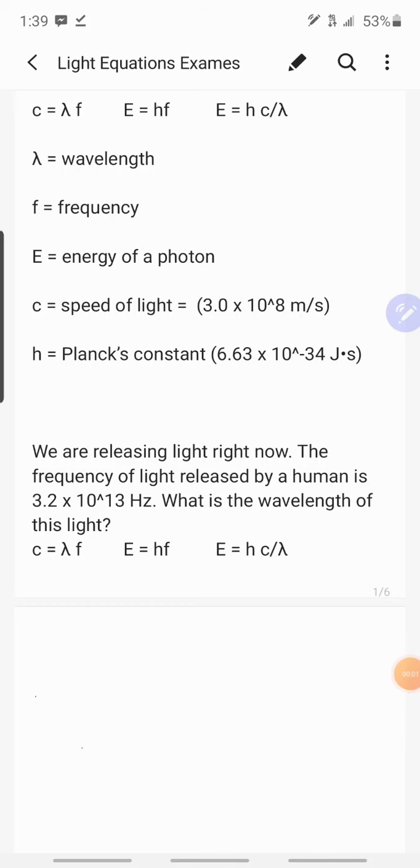Alrighty, let's do some examples. We have our three formulas up here that we're going to be using, and they're also in all the questions. And the parts of our formula are also listed. The weird looking symbol is wavelength, F for frequency, E for energy, C is our speed of light, that's going to be 3 times 10 to the 8, and H is our Planck's constant, that's going to be 6.63 times 10 to the minus 34.